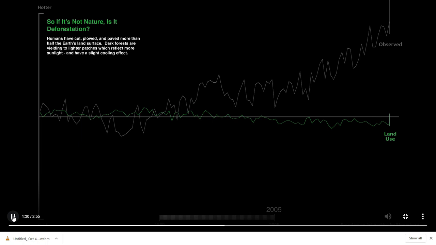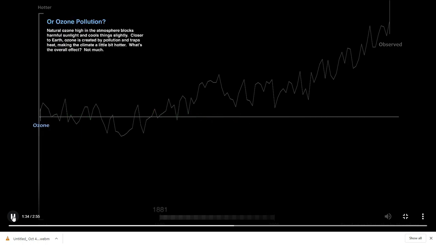What about ozone pollution? Natural ozone high in the atmosphere blocks harmful sunlight and cools things slightly. Closer to the Earth, it's created by pollution called smog and traps heat, making the climate a bit hotter. Overall effect, not much. Here we go. Here we're running it.